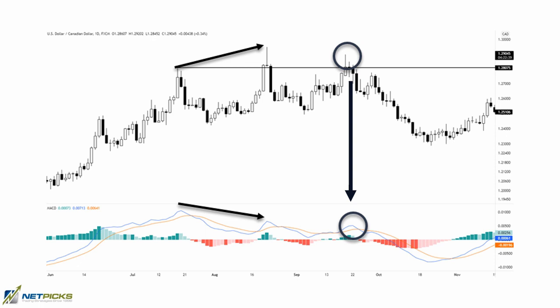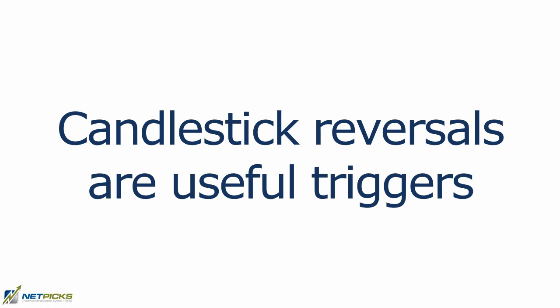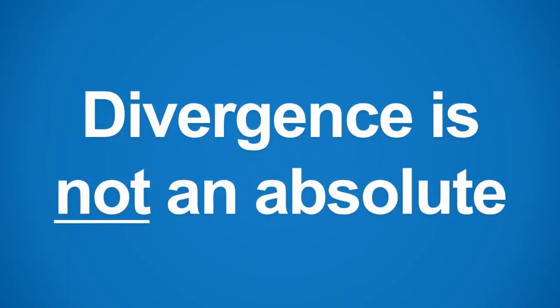But we actually get momentum confirmation to the downside in the MACD as it puts in a lower high, as did price. So key point: a candlestick reversal can be used as an entry into a divergence trade, and this one is a perfect one. Now, divergence is not an absolute, okay? It's just a tool, and it's not always going to show up when reversals happen.